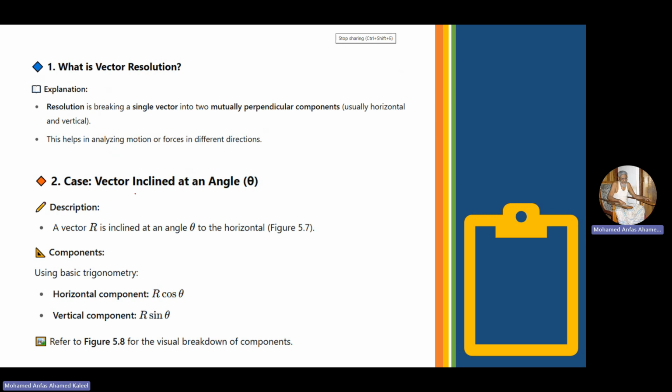What is vector resolution? Let's say, as in the example we already saw, there is a vector 3 in the east and a vector 4 in the north. Because east and north are perpendicular to each other, a rectangle is formed.